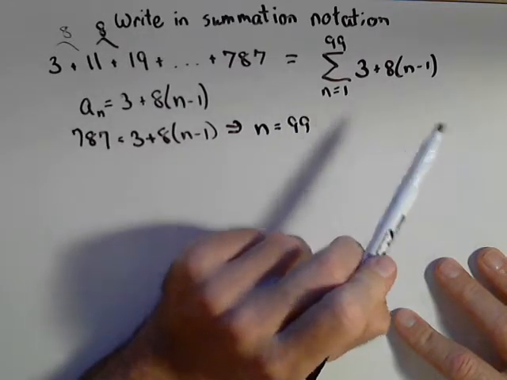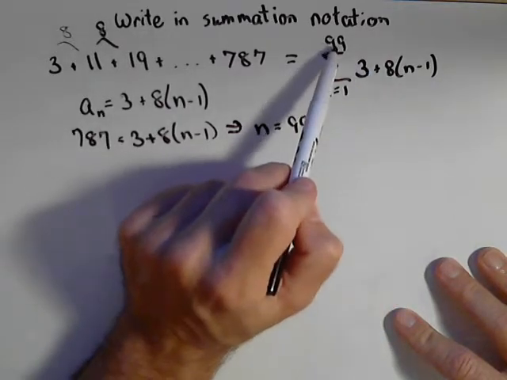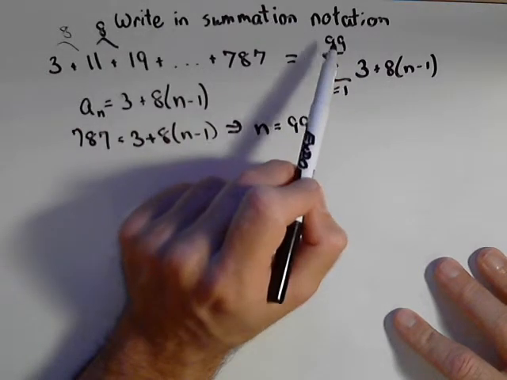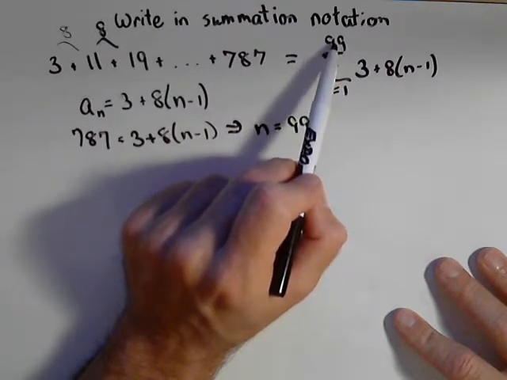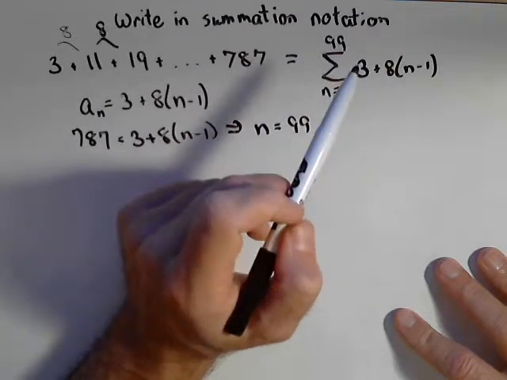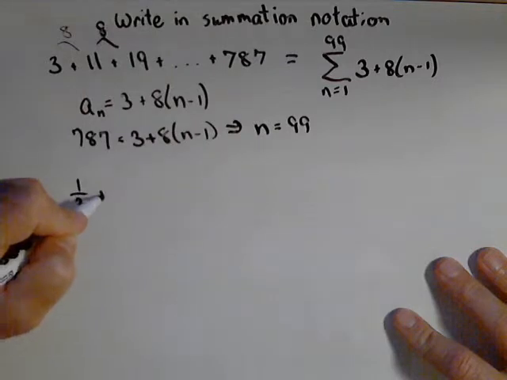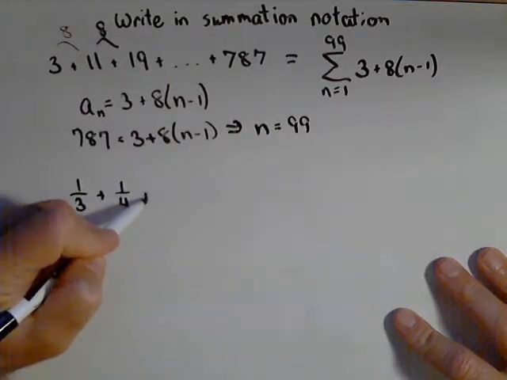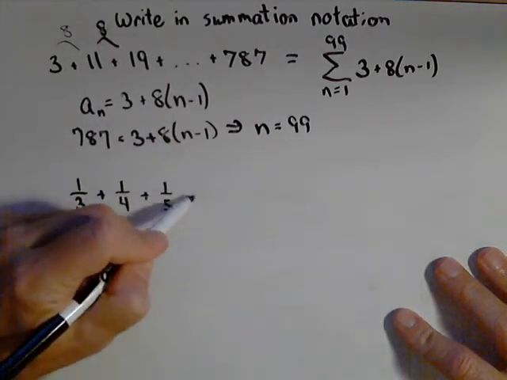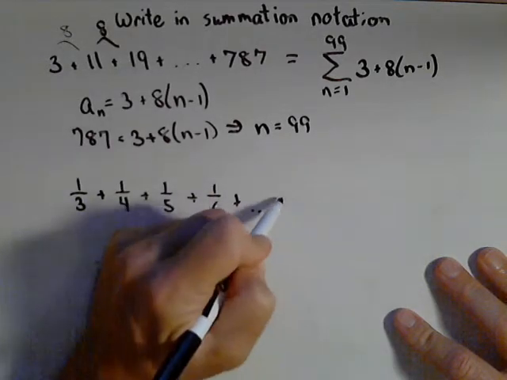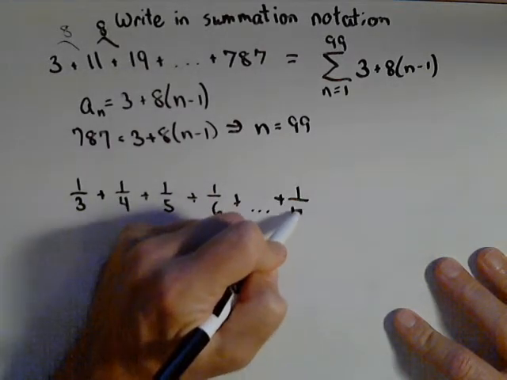One thing I'll point out, there are 99 terms, but notice if you do top minus bottom, you get 98. Whenever you want to know the number of terms in summation notation, it's always top minus bottom plus 1. What if we did this? What if our series was 1/3 plus 1/4 plus 1/5 plus 1/6, so on, up to 1 over 100.